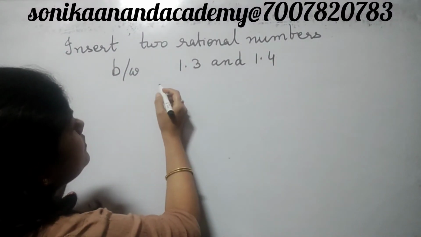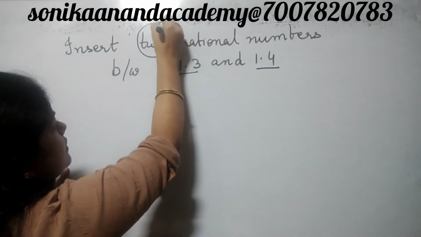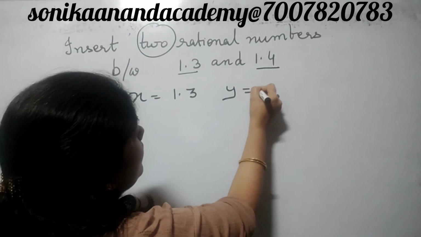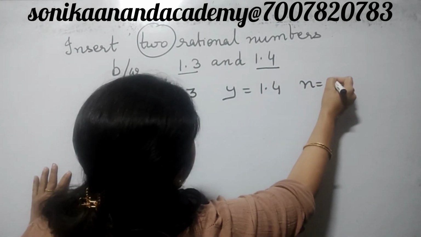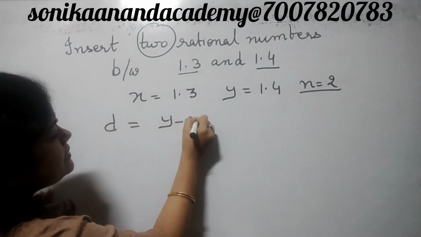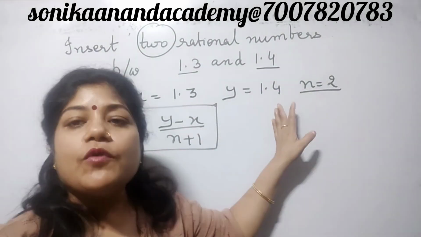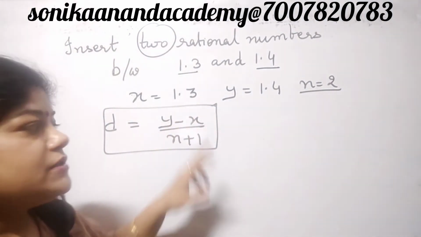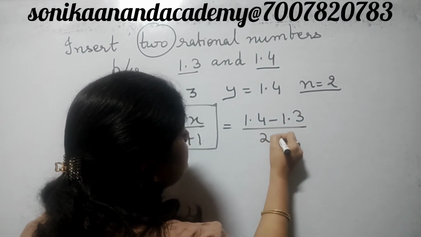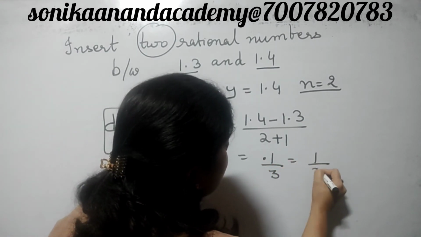Insert 2 rational numbers between 1.3 and 1.4. That means the first number x is equal to 1.3 and the second number y is equal to 1.4, and we have to insert 2 rational numbers. So what is the common difference? This is (y minus x) over (n plus 1). Just remember this formula. You always subtract the smaller number from the bigger number. So we get (1.4 minus 1.3) over (2 plus 1), which is equal to 0.1 over 3, or you can say 1 over 30.